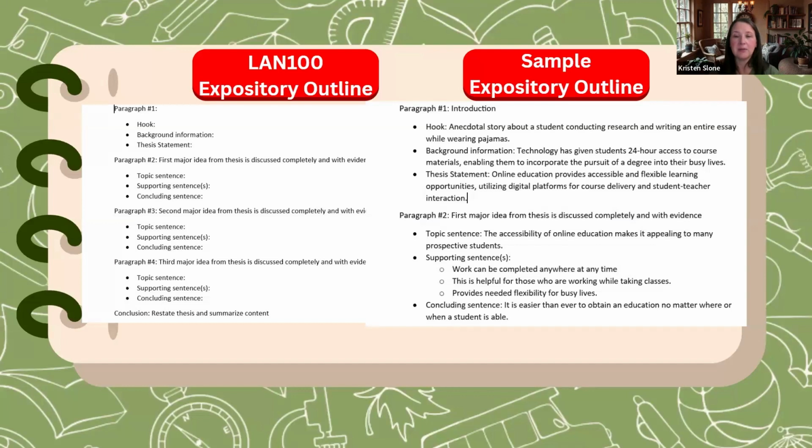Again, my second paragraph, I'm going to focus on that first major idea from my thesis statement, okay? The accessibility of online education makes it appealing. My supporting sentences are going to include ideas, right? Work can be completed anywhere, anytime. These ideas support what I've said in my topic sentence. I'm not going to go through every main point there in my supporting sentences, but we then segue into our concluding sentence. It's easier than ever to obtain an education, no matter where or when a student is able.